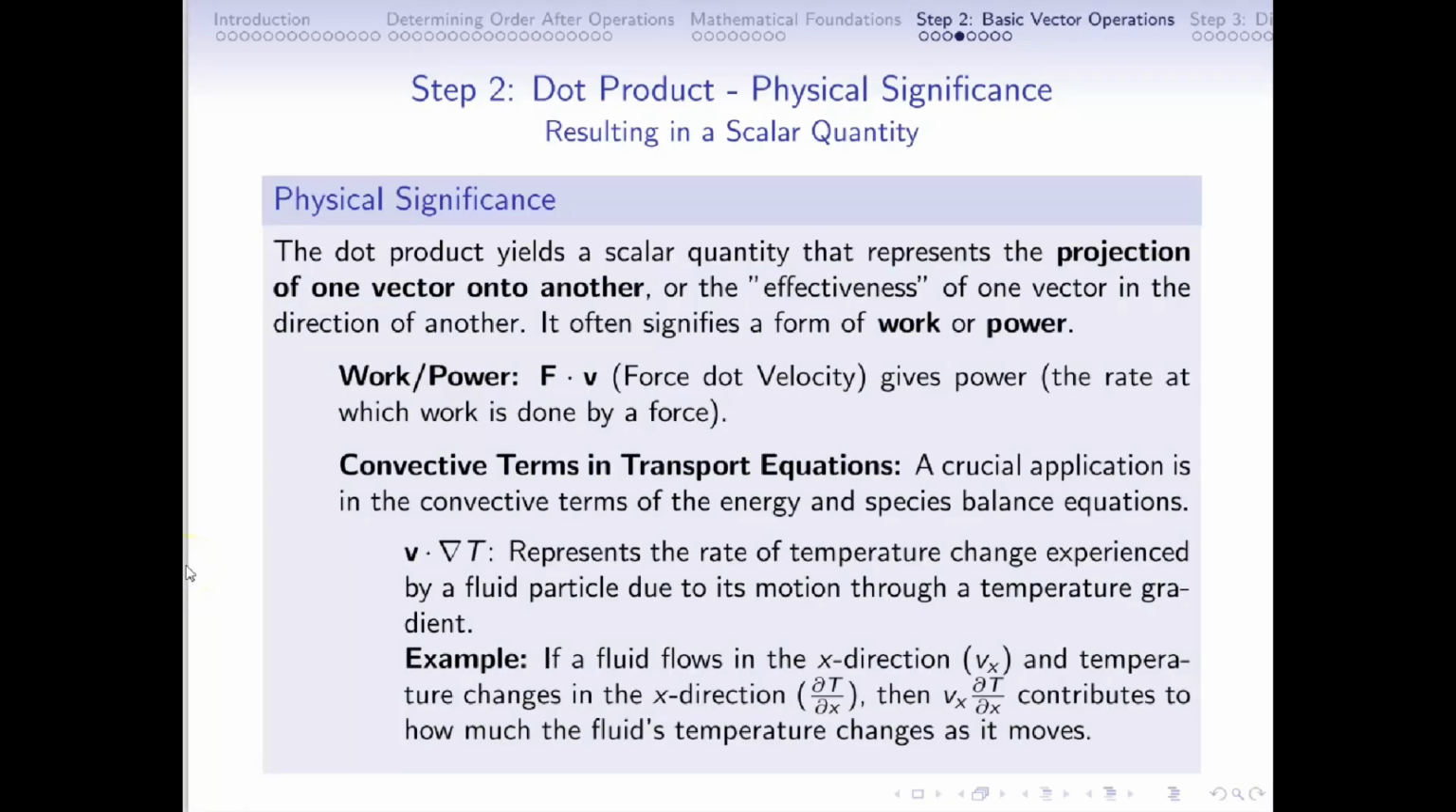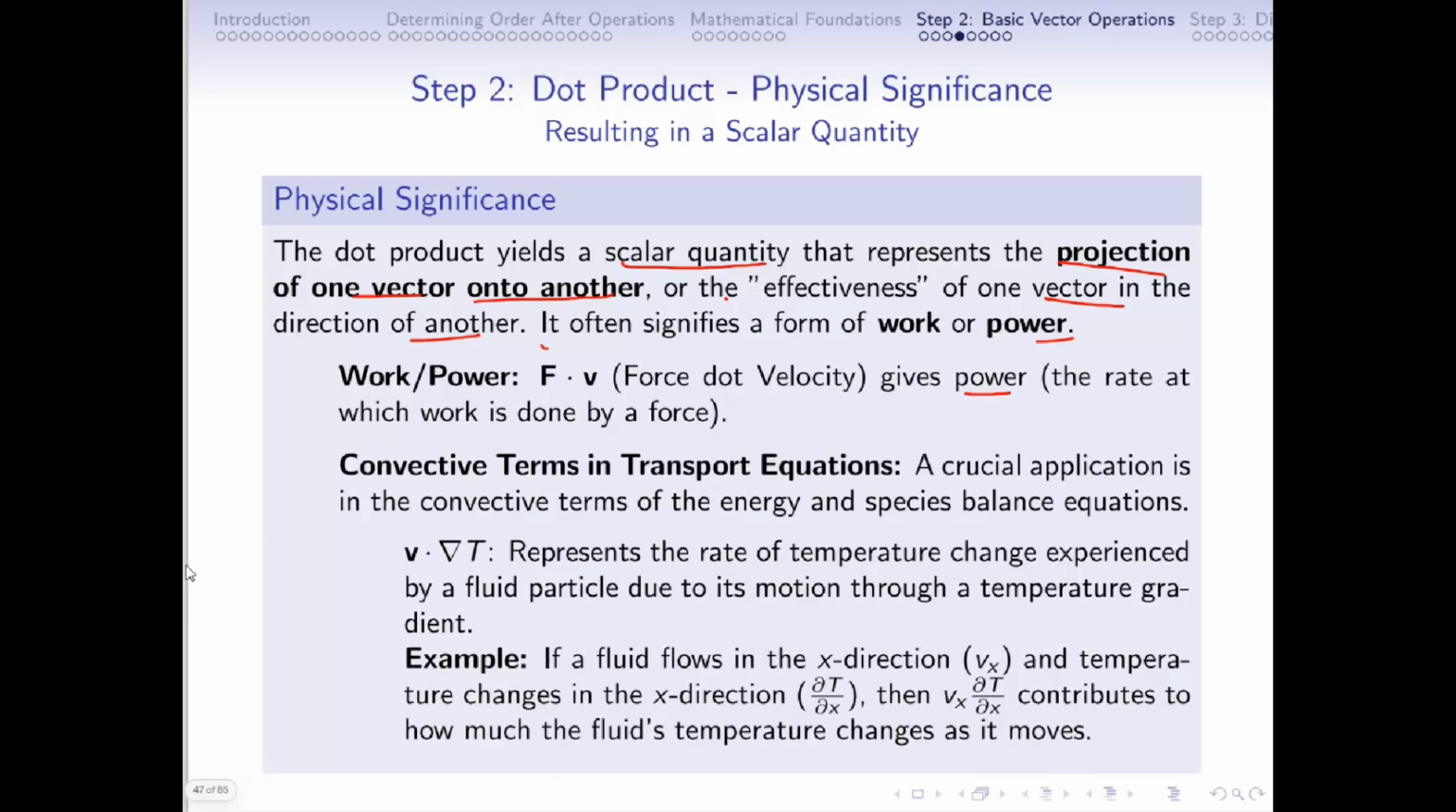What is the physical significance? The dot product yields a scalar quantity that represents the projection of one vector onto another, or the effectiveness of one vector in the direction of another. So it often signifies work or power. Like F dot V, force dot velocity, gives power, the rate at which work is done by a force. It means the force is applied along the same direction as the velocity, so combined they give only a single value.